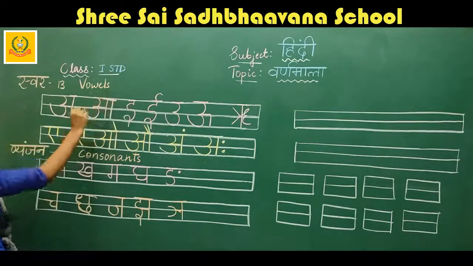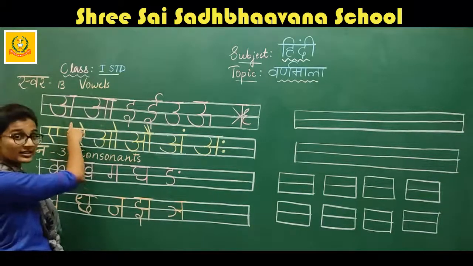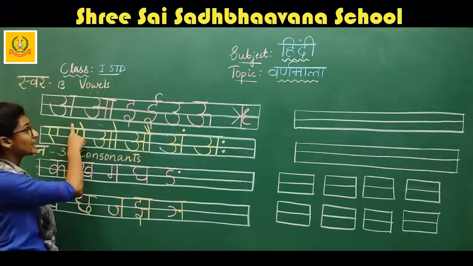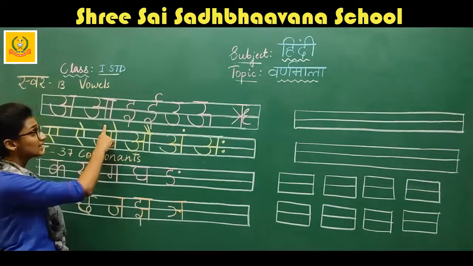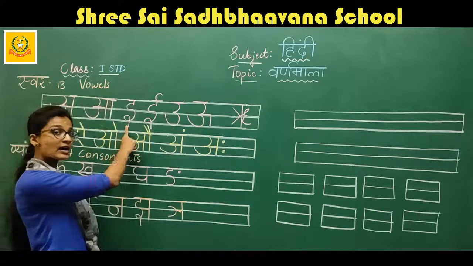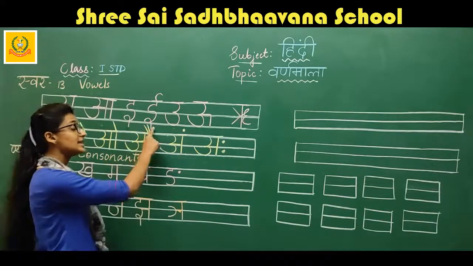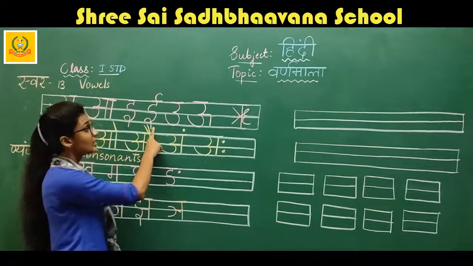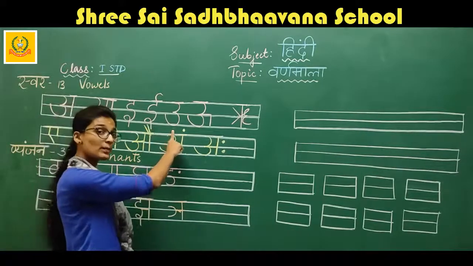V-O-W-E-L-S. Vowels. A says ananas. What is ananas? Ananas means pineapple. A says aloo. E says imarat. E says ind.